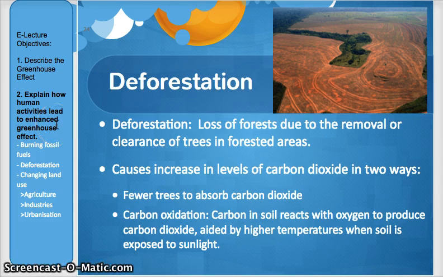The second factor that causes an enhanced greenhouse effect is deforestation. Now, this human activity has intensified over the past 2 centuries due to increasing populations and increasing demand for land, for materials, and this has caused the great loss of forests due to removal or clearance of trees. Now, this causes increase in levels of carbon dioxide in more than one way. Mainly, we know of it in 2 ways.